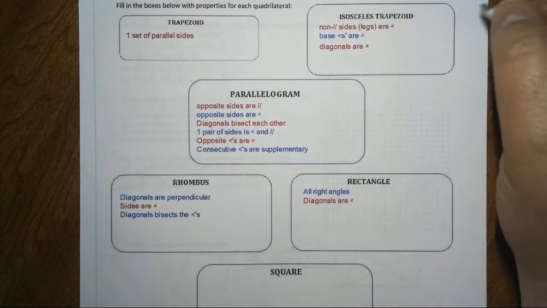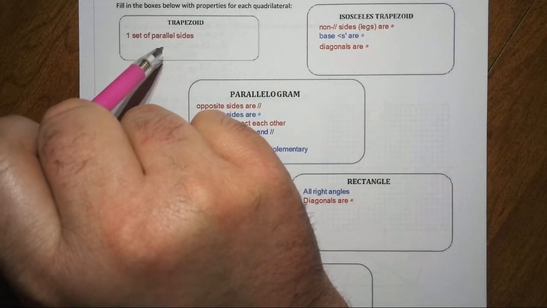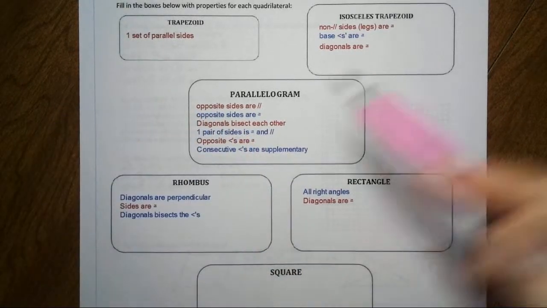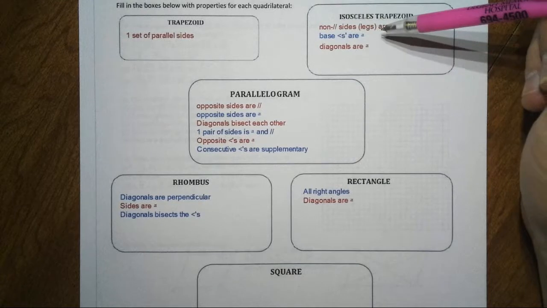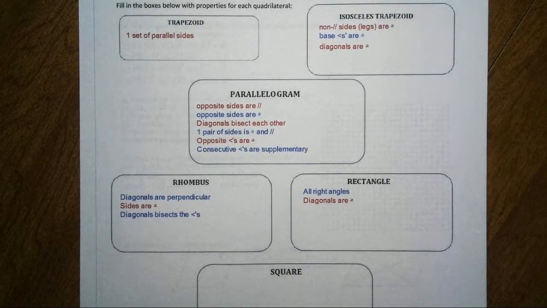Okay. Now, a trapezoid really just has one set of parallel sides. We talked about in class, you can also show the other sides as not parallel, but really this is enough to show us a trapezoid. An isosceles trapezoid has the non-parallel sides, which we call the legs, congruent. The base angles are congruent, and the diagonals are congruent to each other as well.